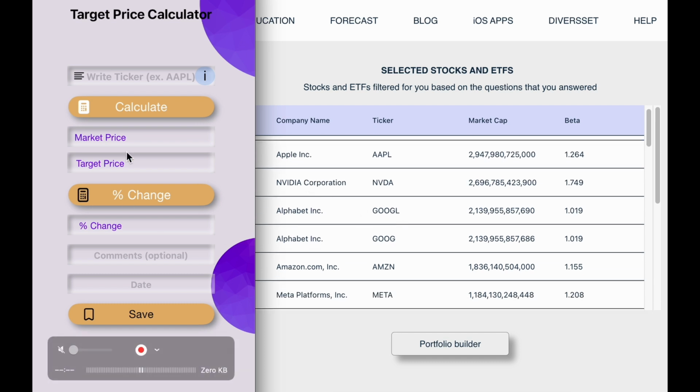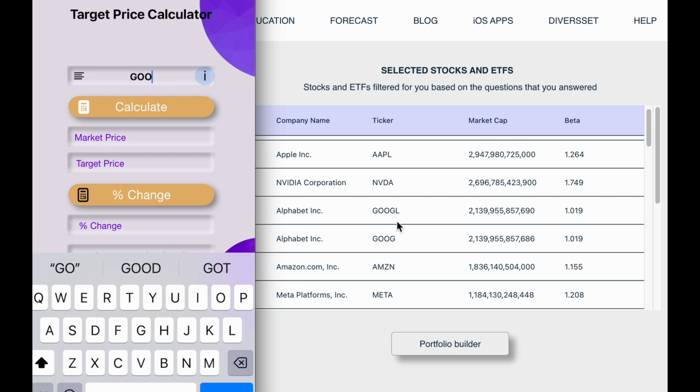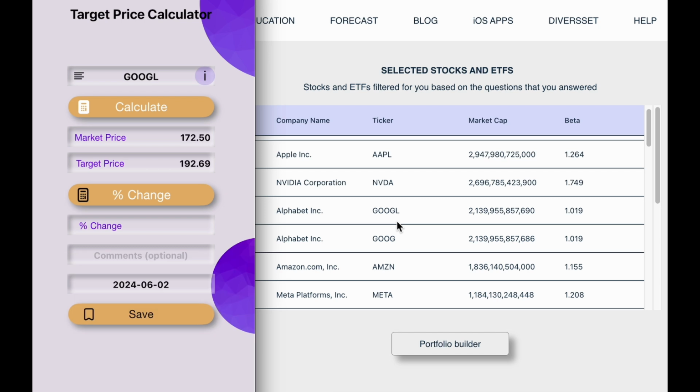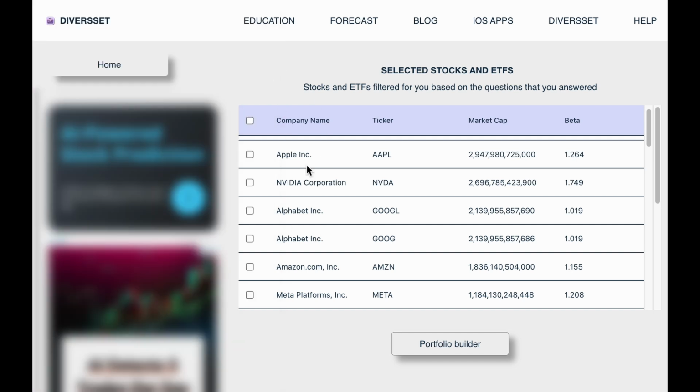The goal of this iOS application is to find stocks with great growth potential, stocks whose target prices are higher than the market price. For example, Alphabet share. I'm inputting the stock ticker, then press calculate. And as you can see, I can press percentage change. As you can see, the stock has 11% growth potential. We can choose that stock in the portfolio.